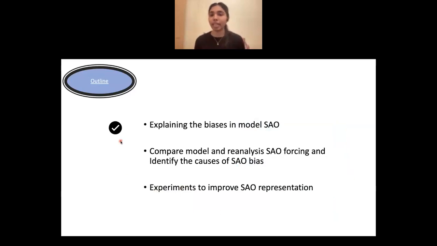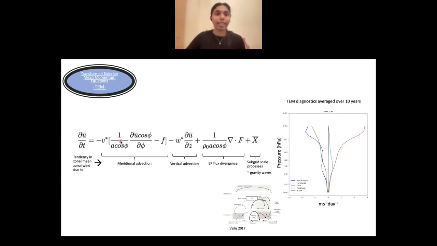Now I will be comparing the model and reanalysis SAO forcing terms and try to see where these biases originate from. For that we have the transformed Eulerian mean momentum equation, which makes my job a lot easier. All the forcing terms that we have seen earlier are here in mathematical form so that I can just plot them. And on the left hand side, I have du/dt, which is basically the tendency in zonal wind.